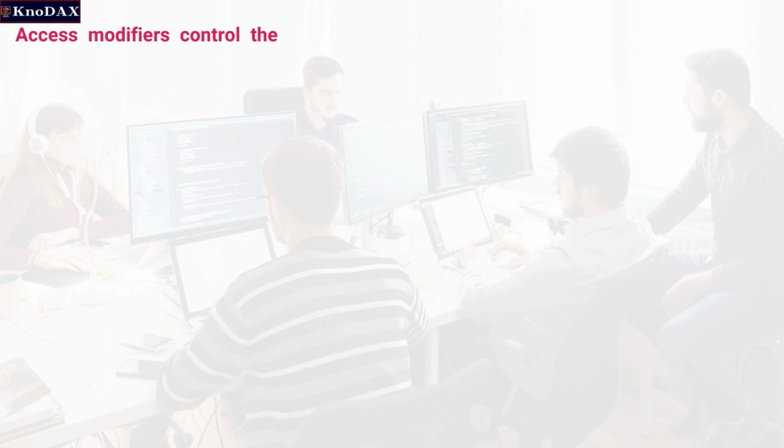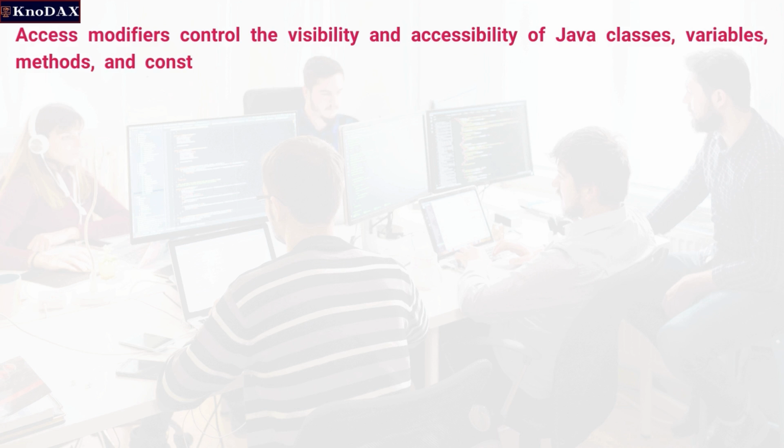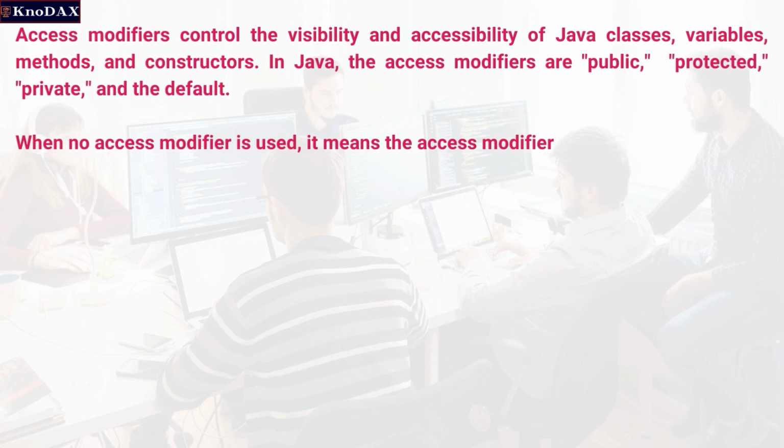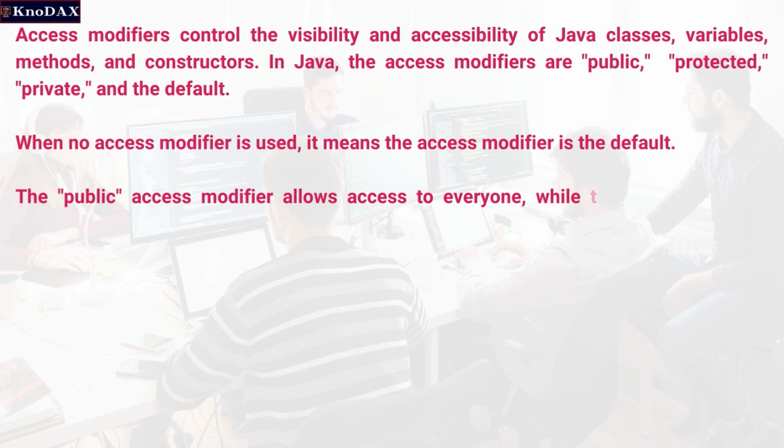What are access modifiers in Java? Access modifiers control the visibility and accessibility of Java classes, variables, methods, and constructors. In Java, the access modifiers are public, protected, private, and the default. When no access modifier is used, it means the access modifier is the default.